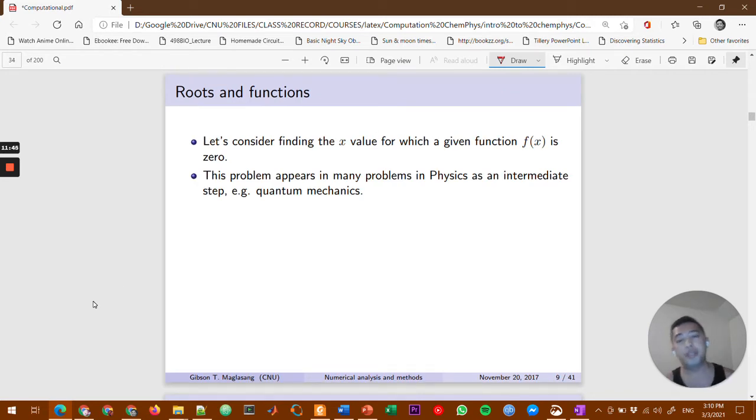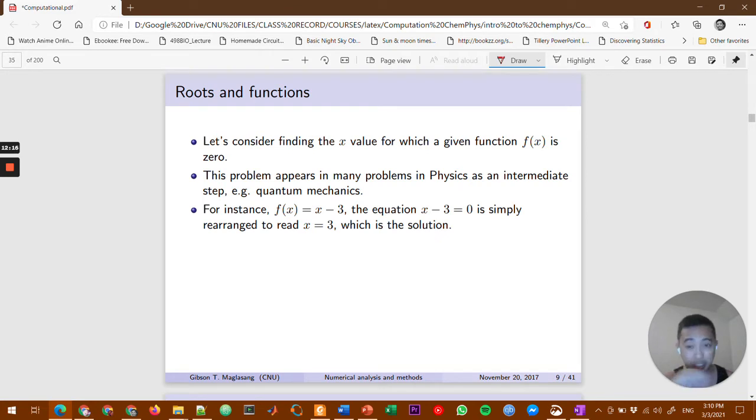So that problem appears in many books in mathematics. It's as simple as the one that I gave earlier, that example, to a much more complicated problem that appears in physics here. Okay, so finding the roots of a function appears in many problems in physics, specifically in quantum mechanics. Okay, so you will appreciate it when you go into quantum mechanics, but I think you won't touch that there.